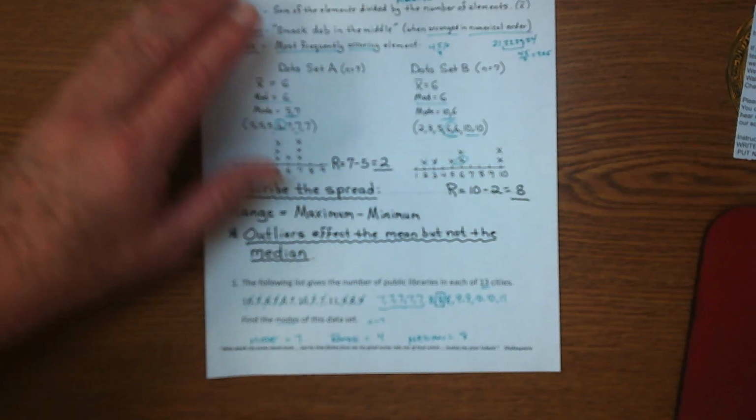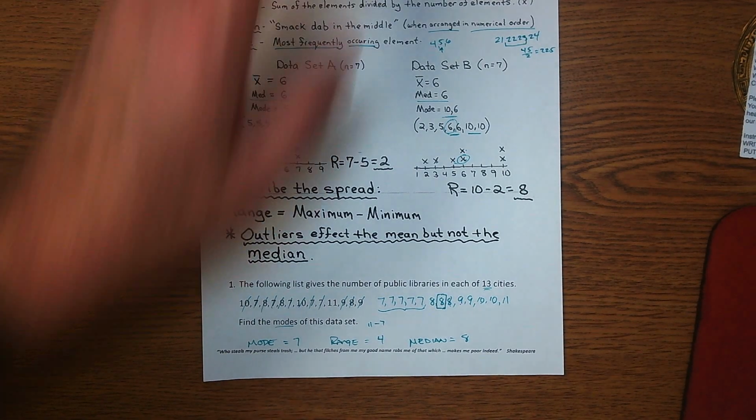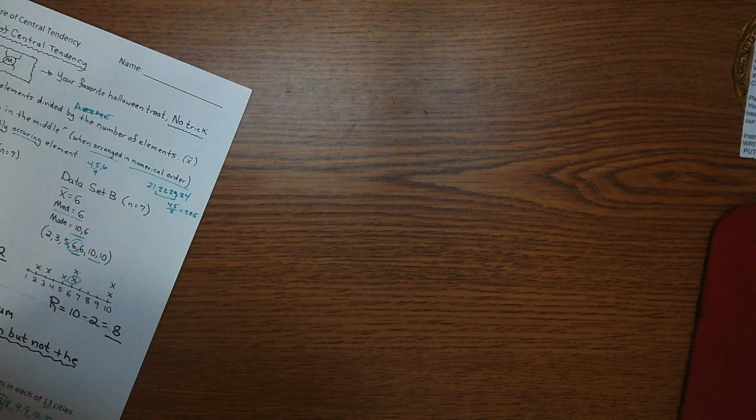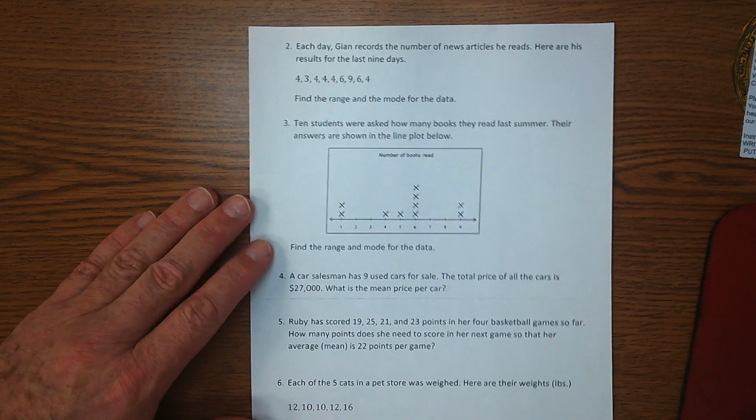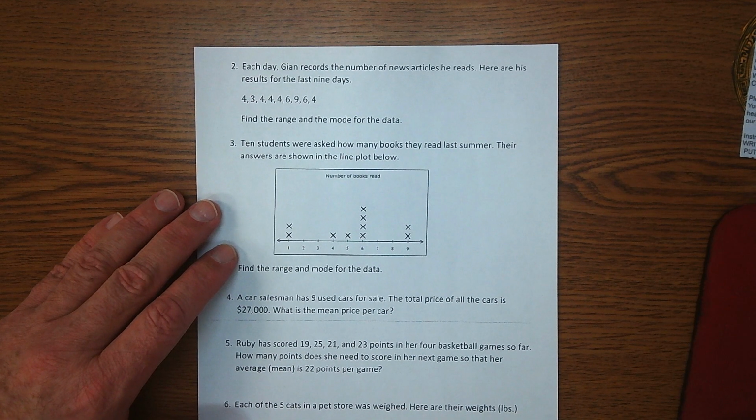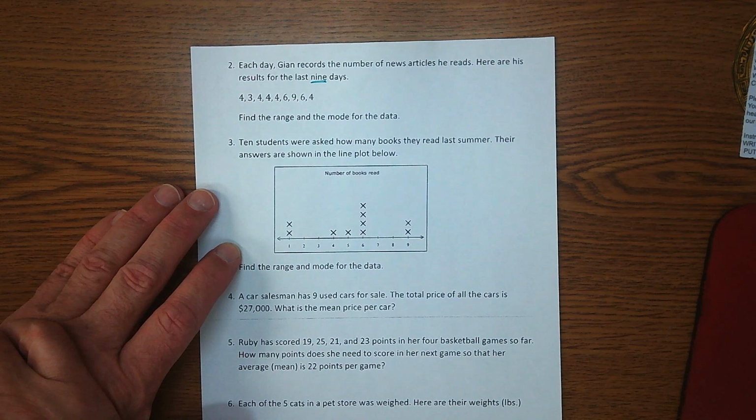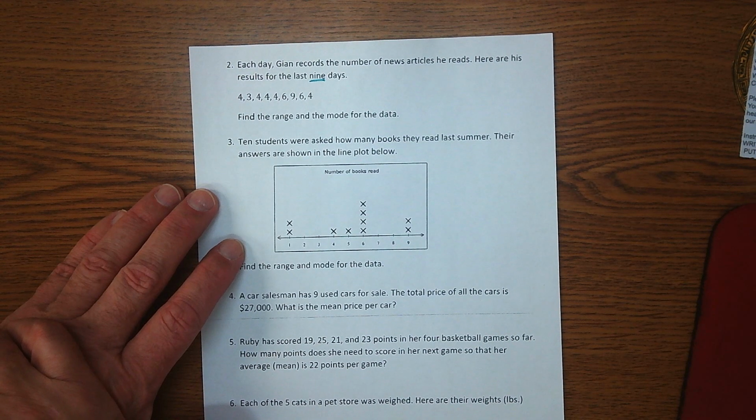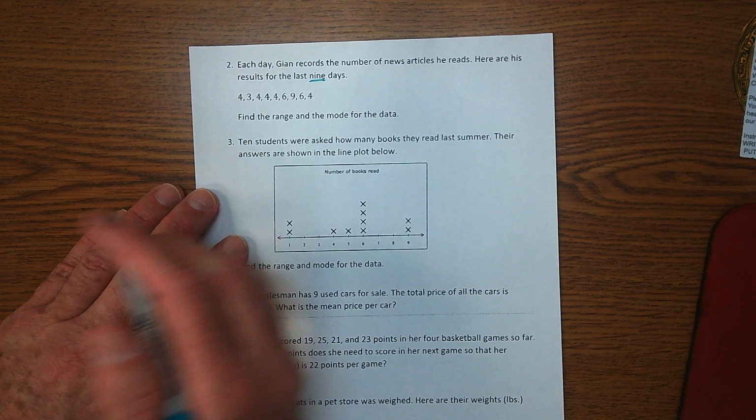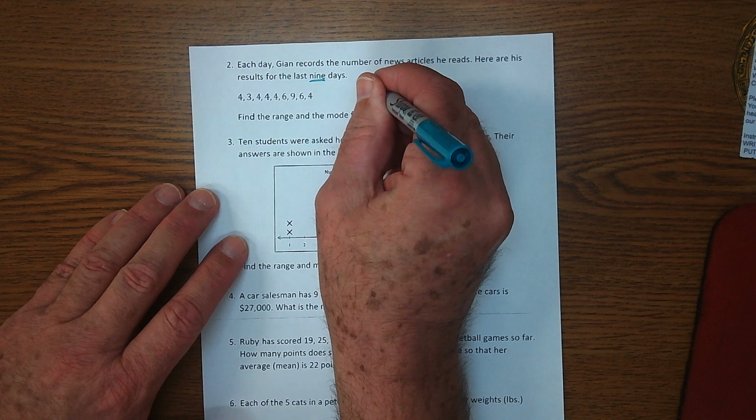Let me give this a refocus. Sharper. There we go. Okay, next page. We have GN with the number of news articles he reads every day. He read for the last 9 days, so our sample size is 9. Our elements are 9. Let's put them in order. So I've got 1, 2, 3, 4, 5 4s.